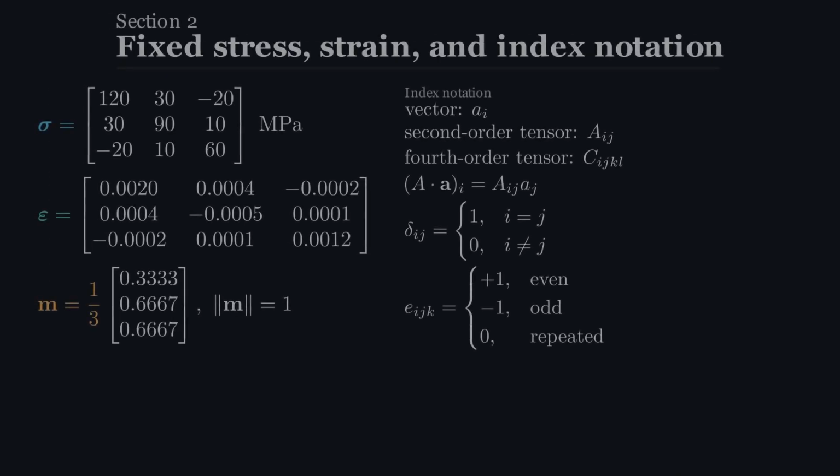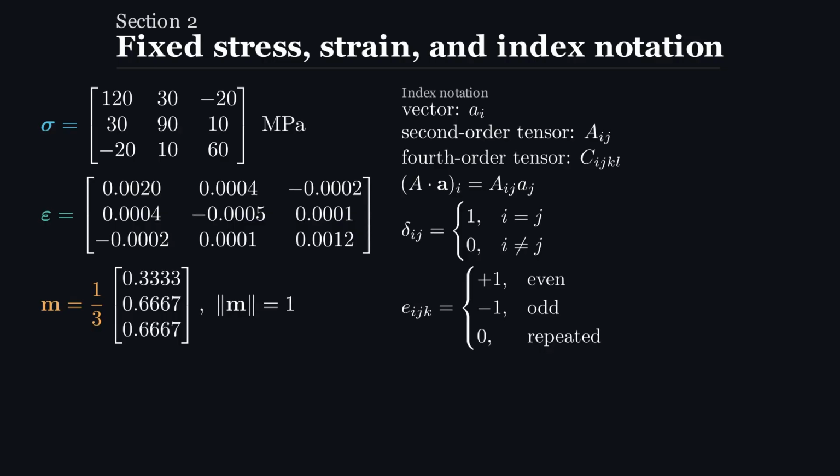We will use one fixed stress tensor, one fixed strain tensor, and one unit normal throughout. Index notation is the safest language for tensor algebra. Repeated indices are summed, and free indices remain in the result.